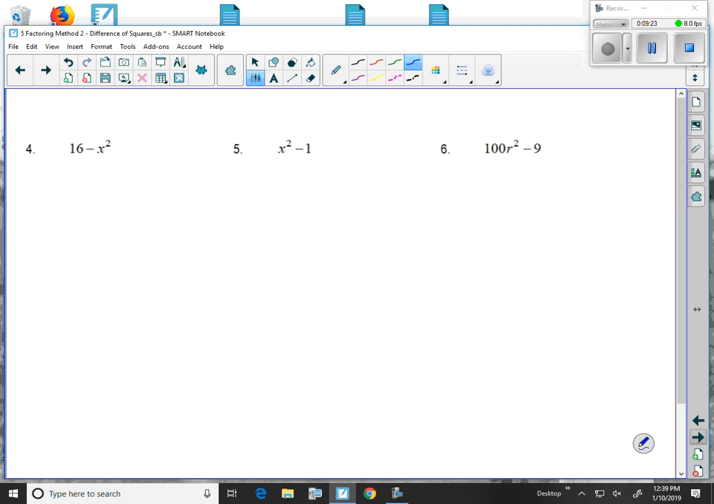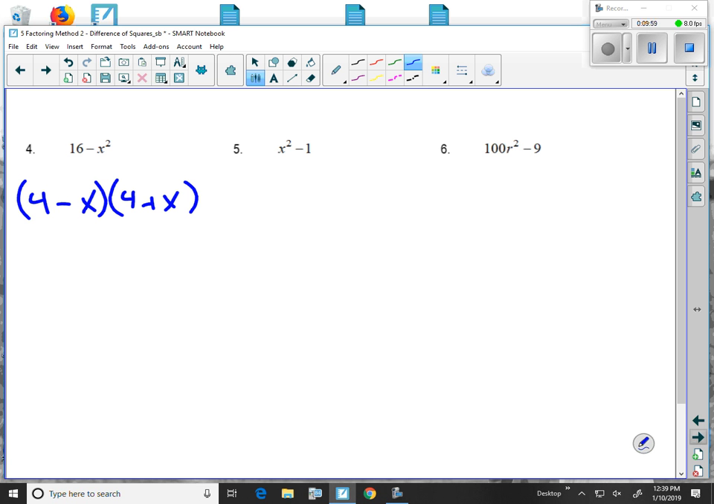Okay, number 4. 16 minus x squared. Do we have perfect squares? Yes. Do we have a subtraction problem? Yes. Okay. What's the square root of 16? 4. What's the square root of x squared? x. Okay, now there's something I need you to notice here. Did I change the order to put x first? No, I did not. Look at my answer. It's number minus x, number plus x. Do not change the order of your problem.